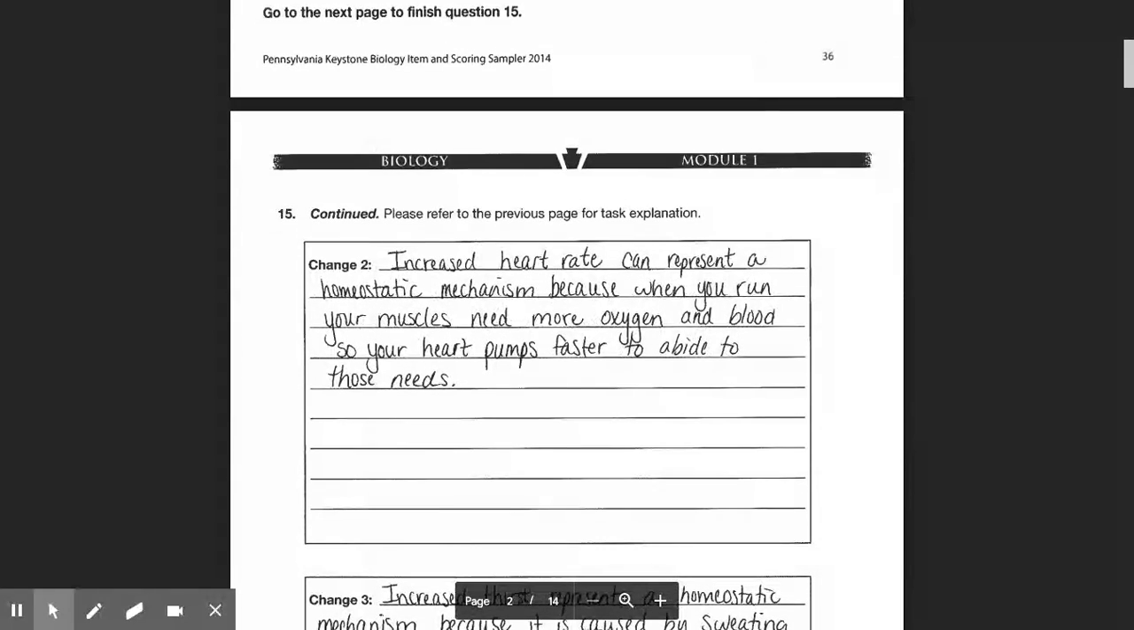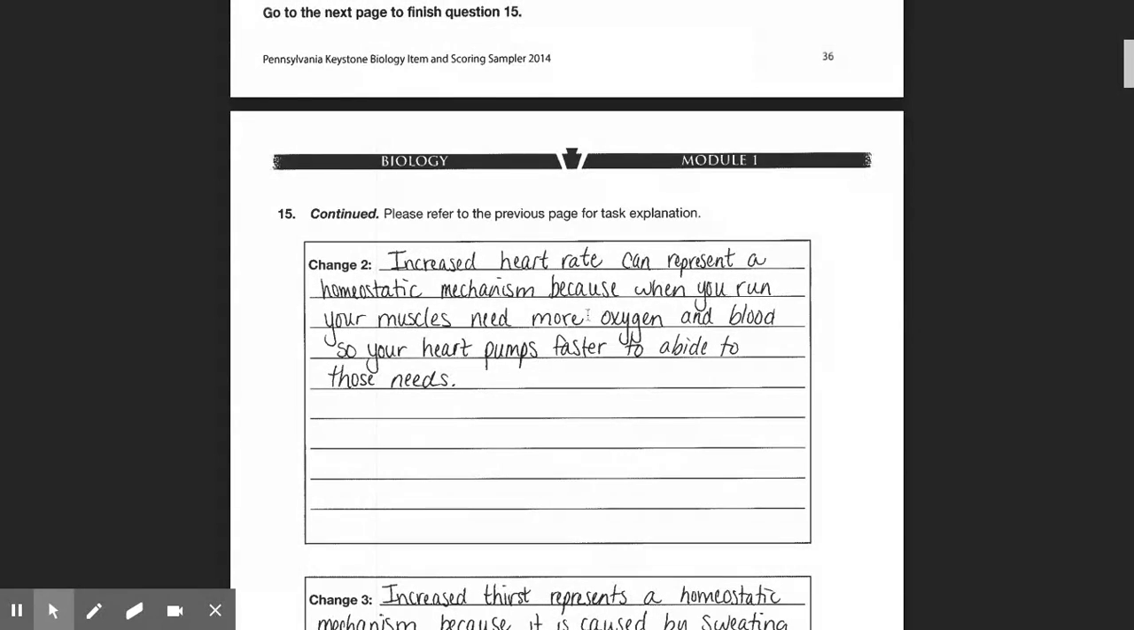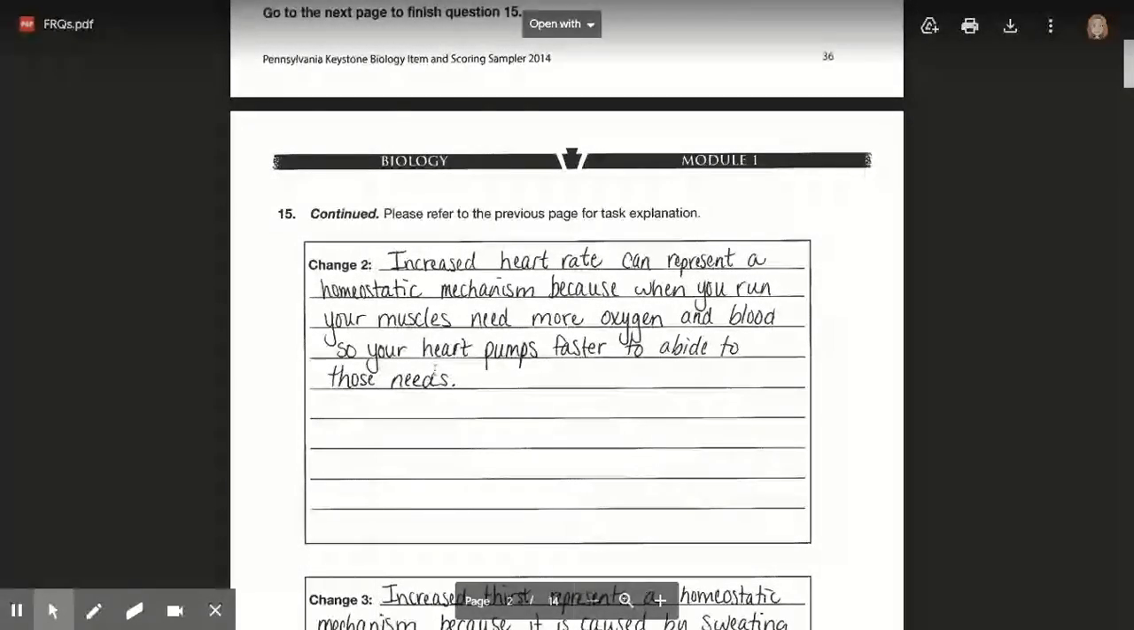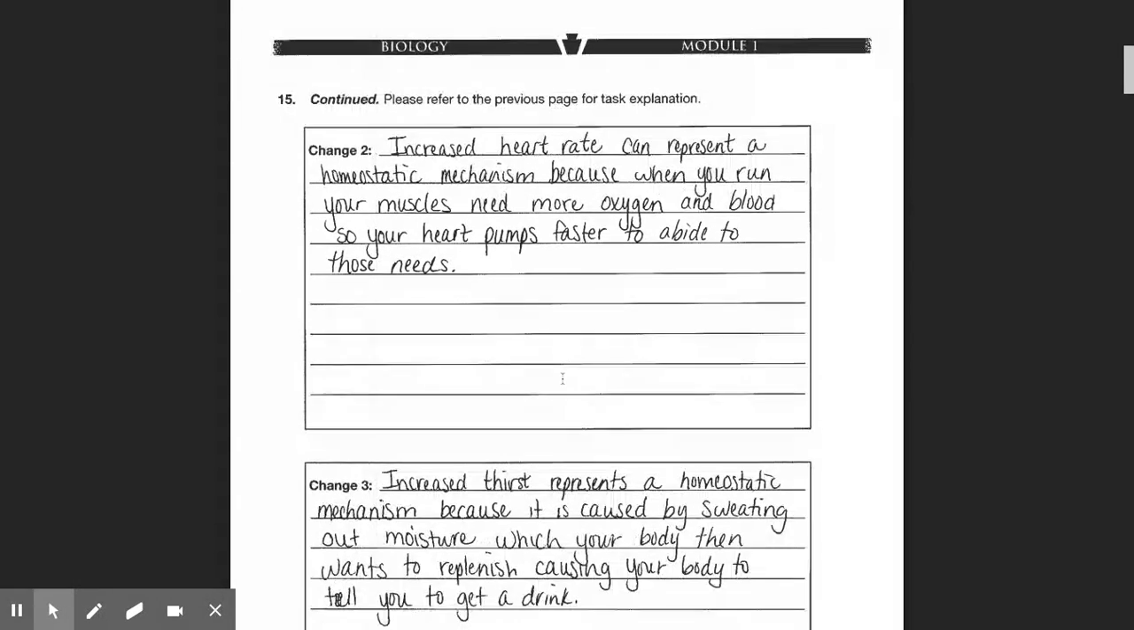In this next change that the student selected, increased heart rate. This has to do with your muscles needing more oxygen, and blood provides that oxygen to your muscles, and the heart is getting that blood to your muscles by pumping faster.